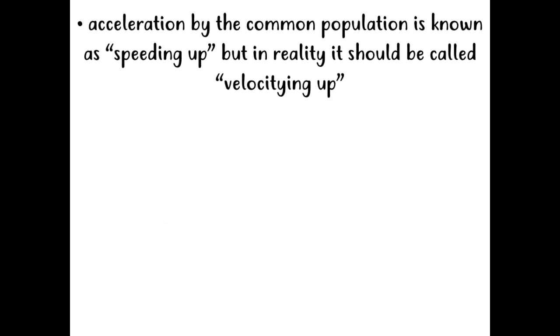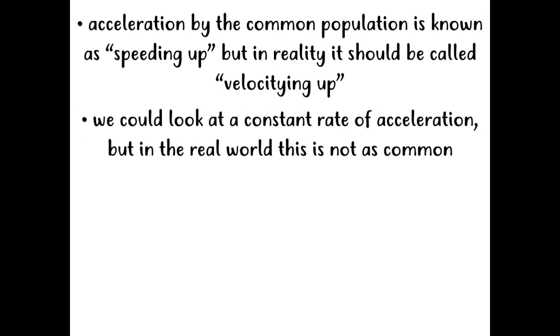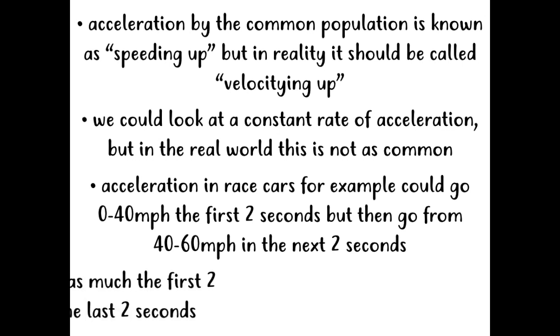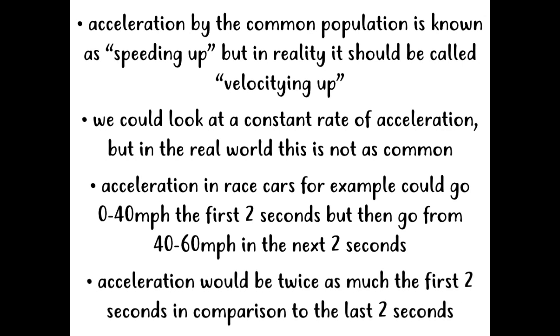Acceleration by the common population is known as speeding up, but in reality it should be called velocitying up. We could look at a constant rate of acceleration, but in the real world this is not as common. Acceleration in race cars, for example, could go from 0 to 40 for the first 2 seconds, but then go from 40 to 60 in the next 2 seconds. Acceleration would be twice as much the first 2 seconds in comparison to the last 2 seconds.